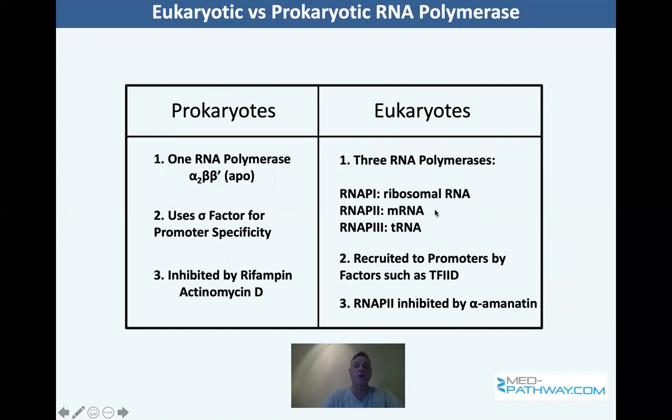Probably the most important one is RNA polymerase 2, because it regulates messenger RNA, unlike polymerase 1 and 3, which regulate ribosomal RNA and tRNA respectively. And then we know that TFIID, the TATA-binding protein, can recruit polymerase to its promoters, and then also RNAP2 is inhibited by alpha-amanitin.